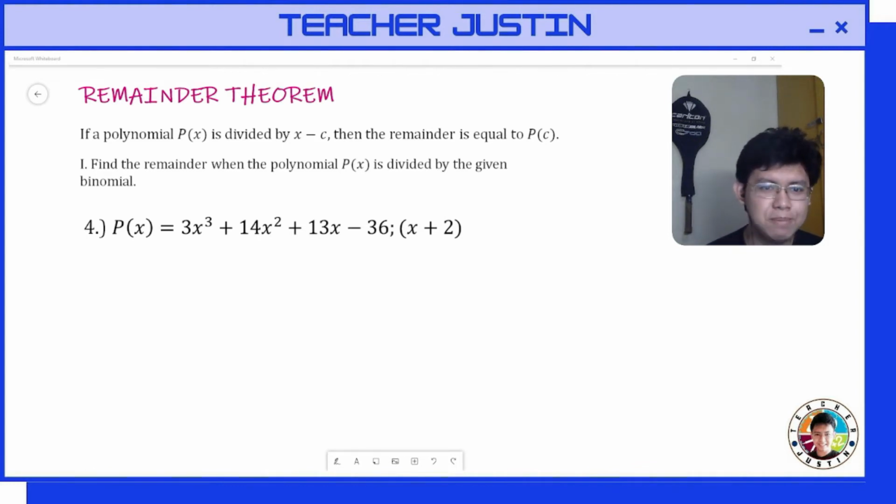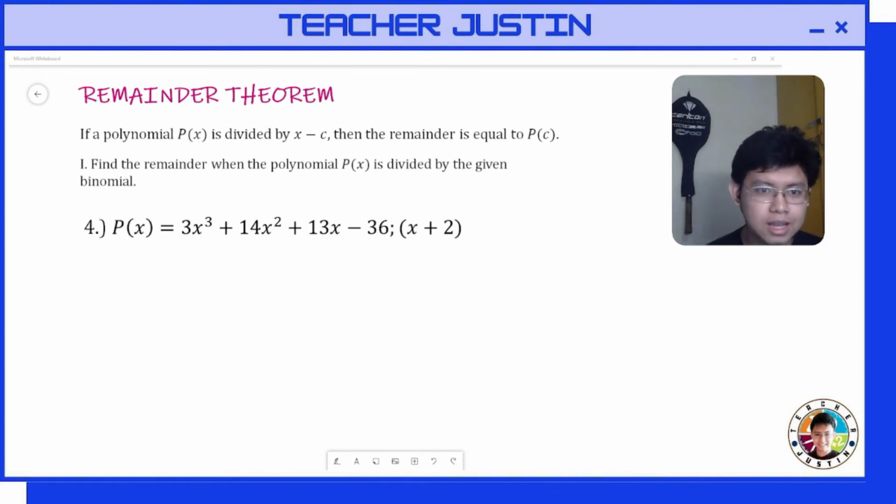Now, let's have an example finding the remainder when the polynomial 3x raised to 3 plus 14x squared plus 13x minus 36 is divided by the given binomial x plus 2. So, let's have this example.